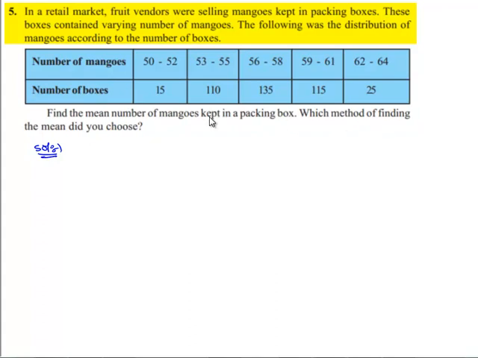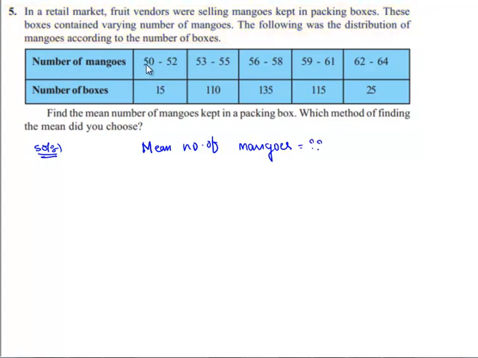Which method of finding the mean did you choose? Here, moving on to the solution, we have to find the mean number of mangoes. If we observe the class interval, the difference between the lower limit and upper limit is so large. So, we shall adopt the step deviation method for solving this problem.